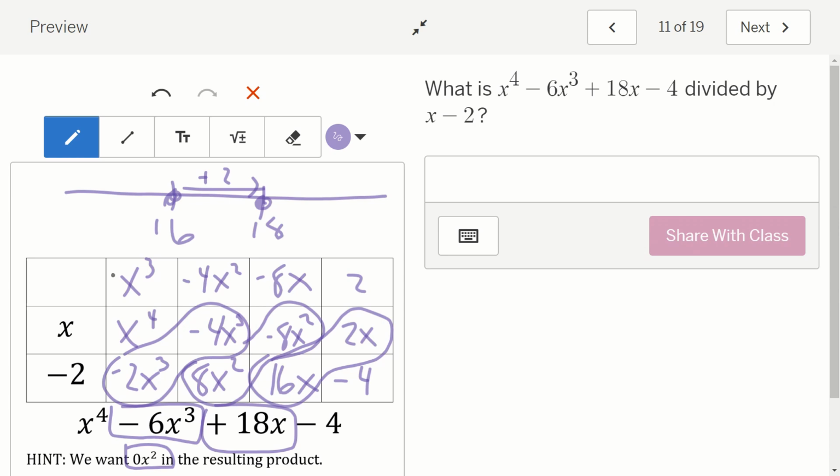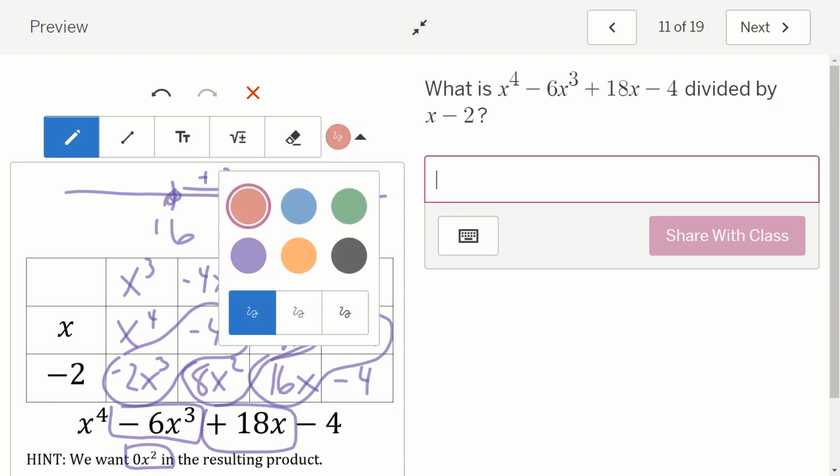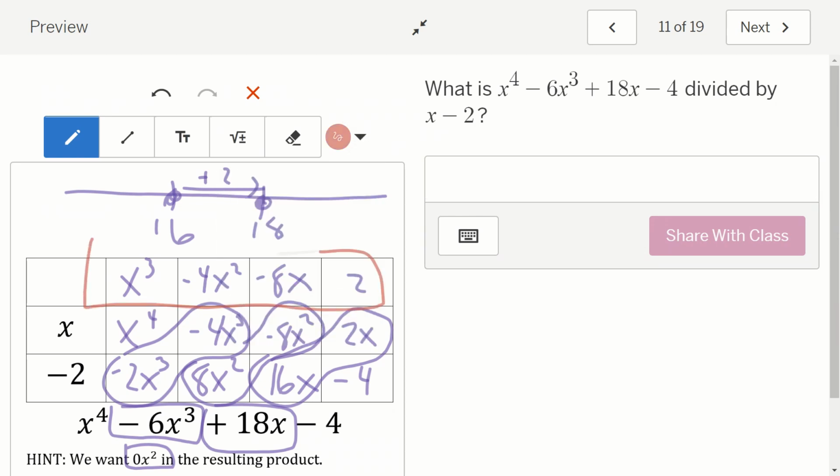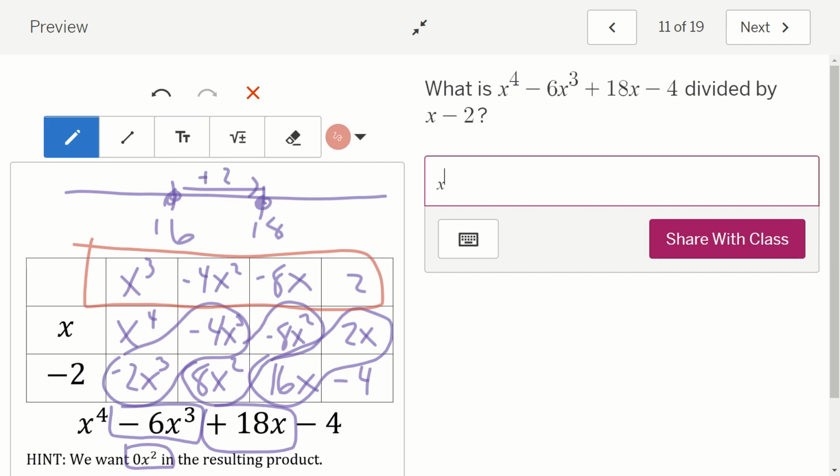So we will look at some that have remainders. Okay, and remember what we were looking for. This is why directions are important. We're actually looking for the other factor, which in this case is x to the third minus 4x squared minus 8x plus 2. If this seems easy, trust me, it usually is.